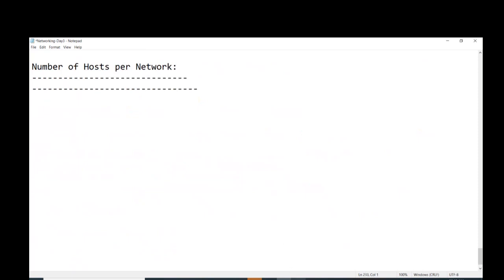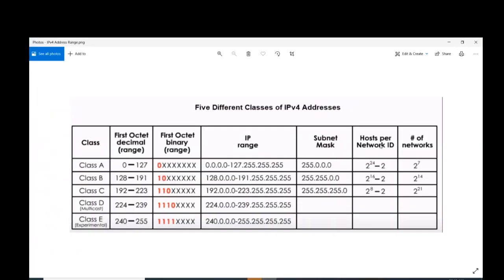So here, according to this, the given hosts per network ID for class A is 2 to the power of 24 minus 2. They have written it because of the number of host bits. So that we will see now.